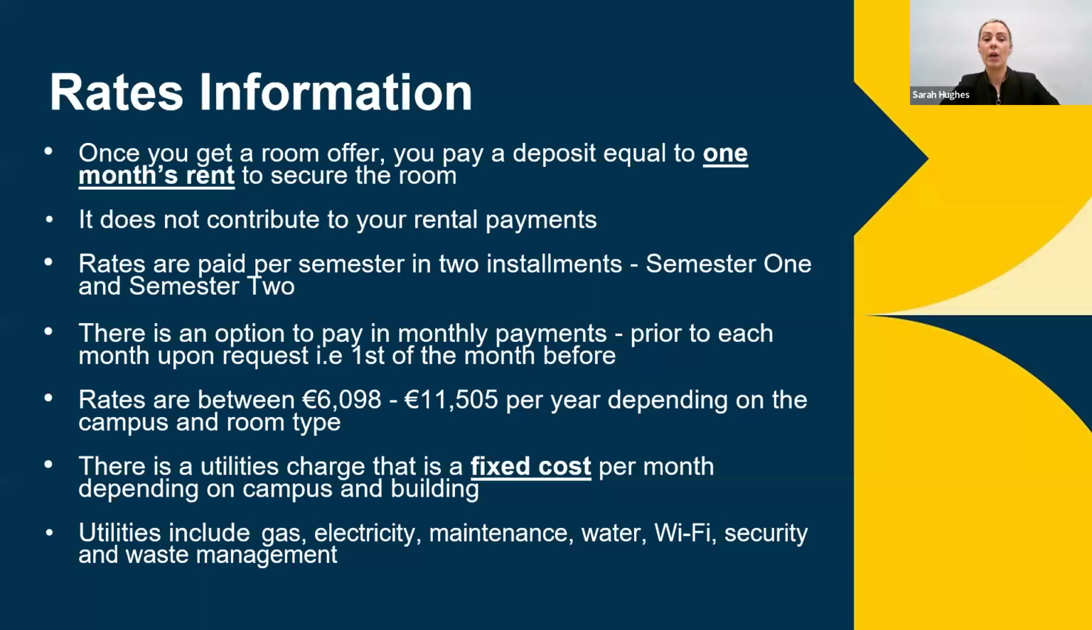The utilities charge is a fixed cost per month, depending on the campus and the building, and you can pay that when you are paying your rent. To give you an example, the utilities charge would be on average about 60 to 70 euros per month. And the utilities include your gas, electricity, maintenance, water, Wi-Fi, security, and waste management. So there are no extra charges on top of your rent and utilities. Everything would be covered in your rent and utilities.